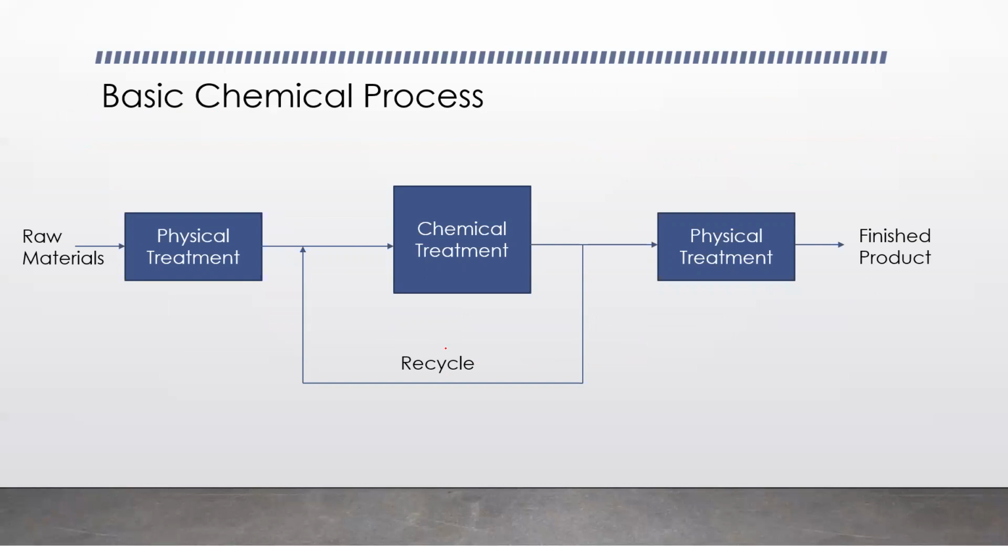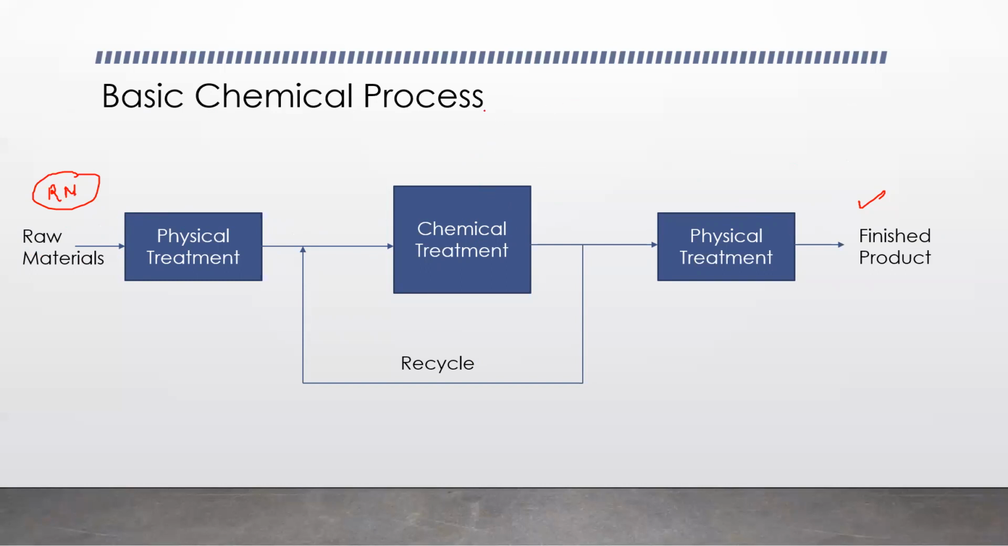This is how a chemical process takes place. First of all, we have raw materials, as I told you, and at the end, we have the finished product. This raw material needs to be transformed to form the finished product. In order to do that, we need physical treatment steps, chemical treatment steps, and then again a few physical treatment steps.